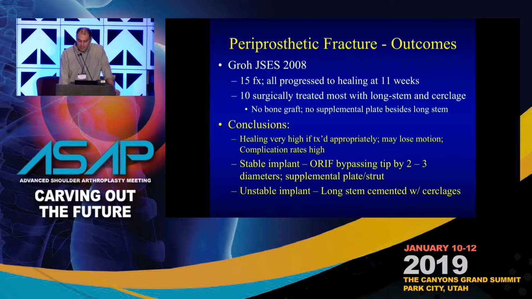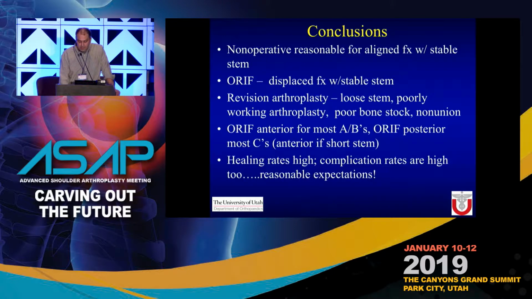In a stable implant, you can fix these by bypassing the tip by 2 to 3 shaft diameters, potentially using a supplemental strut or plate for poor bone quality. And in an unstable implant, typically use a long stem, cemented stem with cerclages, not necessarily needing a supplemental plate or strut. So non-op treatment's reasonable for these fractures, just like any other humeral fracture that we treat as long as the implant is stable. You can fix these for displaced fractures with a stable stem, revision arthroplasty for a loose stem, poorly working arthroplasty, poor bone stock, or a non-union.